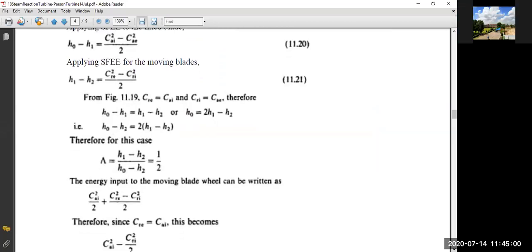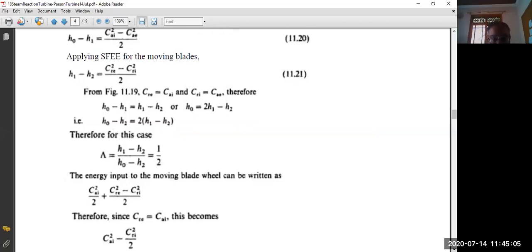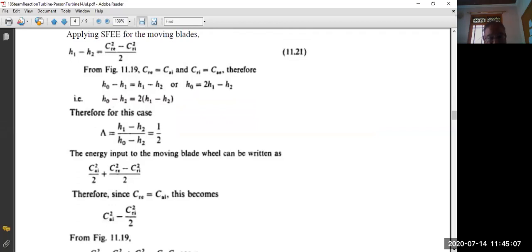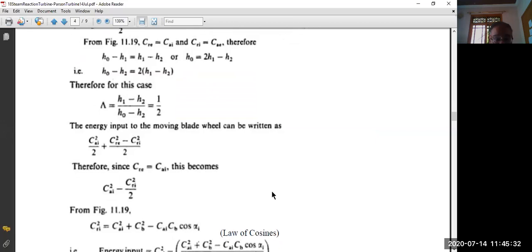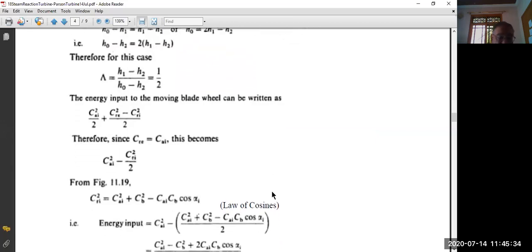And now, from the previous figure, we know that CR is equal to CAI and CRI is equal to CAE, symmetrical blading. That is why from here we can conclude that H0 minus H1 is equal to H1 minus H2, or H0 is equal to 2H1 minus H2. Putting H0 over here, we can see that H0 minus H2 is equal to twice H1 minus H2. From here, we can see that the degree of reaction, H1 minus H2 divided by H0 minus H2, is equal to 1 by 2, that is half. So from the velocity triangle, we have proved this is half degree of reaction, 50% degree of reaction.